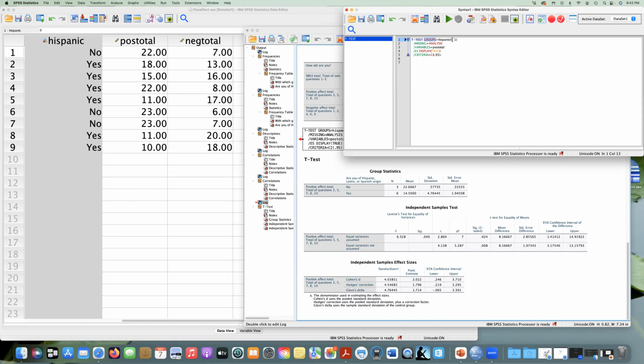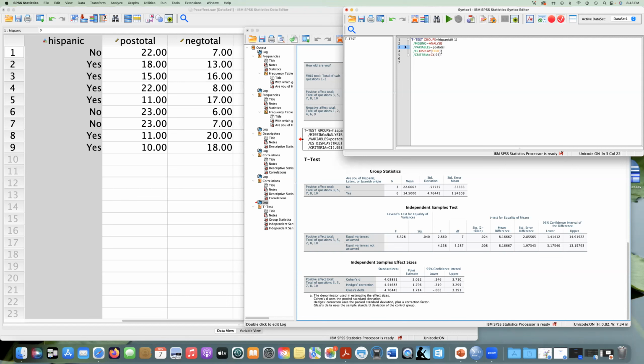That's our grouping variable. And so we've identified that we have a level 0 and a level 1. We're saying that we're going to exclude missing responses from analysis. And then we're going to have our variable of interest, that is our dependent variable. We're going to do our positive total. So that's the variable name, our variable equals positive total. I could add another one. I could add neg total and rerun this. I'm not going to right now.